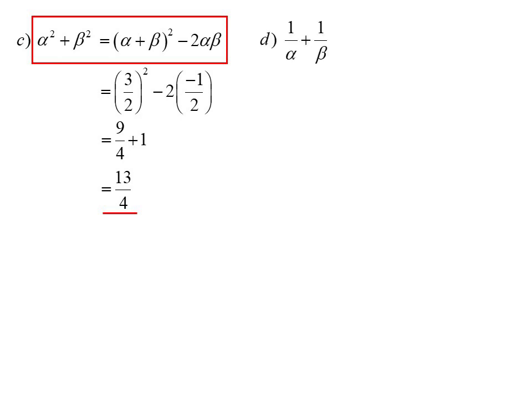Another common one is the reciprocal of the roots. We can't just turn the whole thing upside down. We treat it like an algebraic fraction. To get a common denominator alpha beta, the top becomes alpha plus beta. These are two things we know, so I can substitute in. So 3 on 2 over negative a half, which is negative 3.